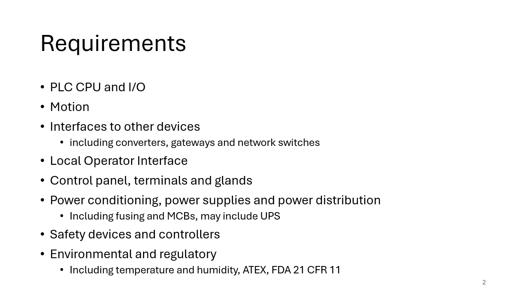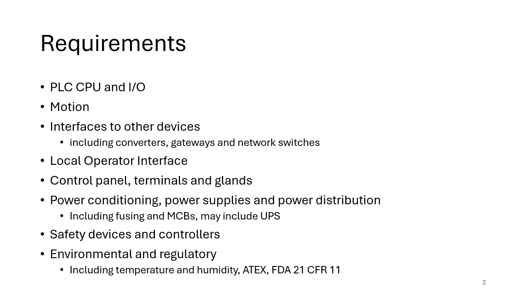There may be motion. For example, that could be VFDs for industrial motors. There may be servo motion. There may be stepper motors. So that's another aspect that might need considering. There may be interfaces to other devices, such as protocol converters, gateways, network switches. Some of those are related to the actual interfacing itself. But some of those devices might also be devices which actually perform part of the application control. For example, with a motion, with the VFD, you need some sort of interface to the VFD itself.